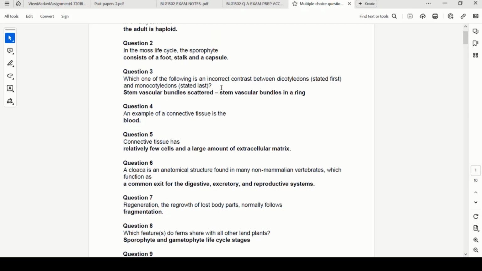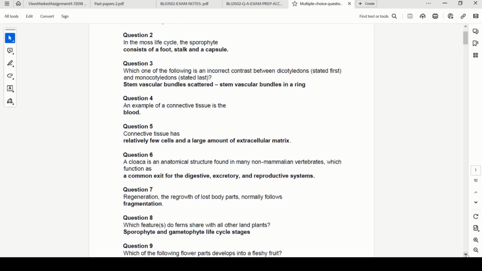Which of the following statements is incorrect in contrast to dicot stems? Although here there's no question. The vascular bundles are scattered through the stem. I'm going through very quickly because we only have an hour today. Sorry about that if I'm too fast. An example of connective tissue is the blood. The connective tissue has relatively few cells and a large amount of extracellular matrix. And regeneration of lost body parts normally occurs through fragmentation.